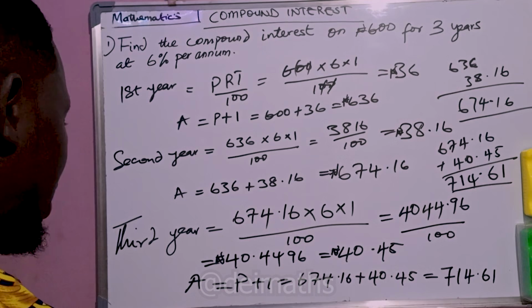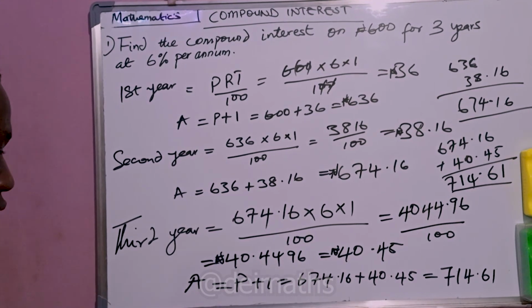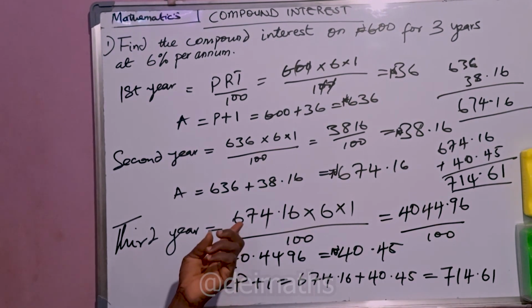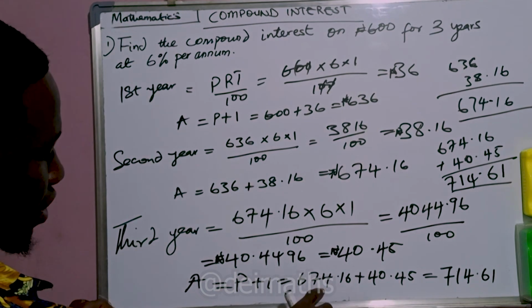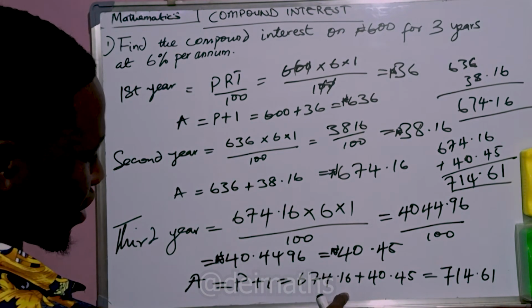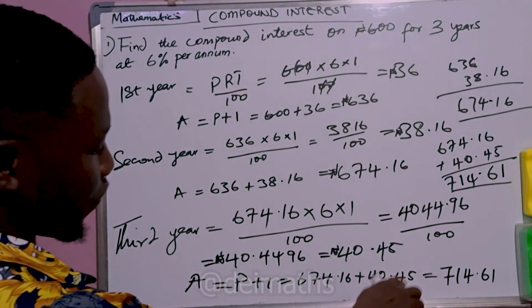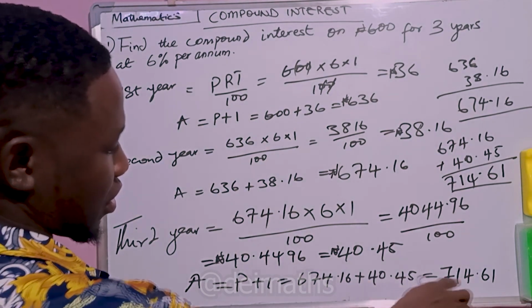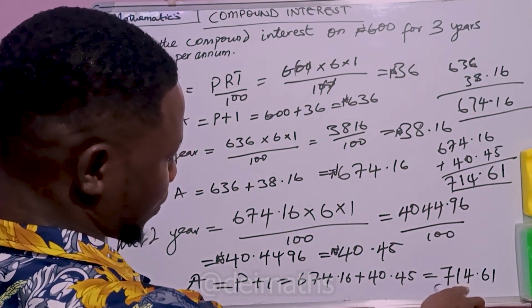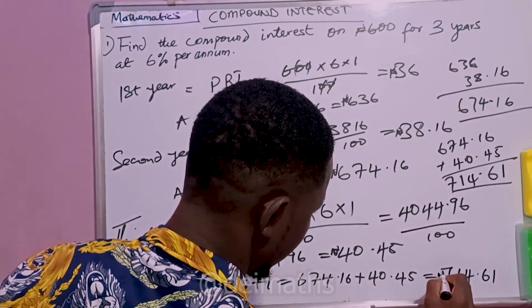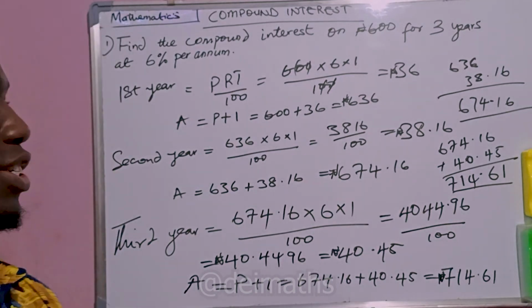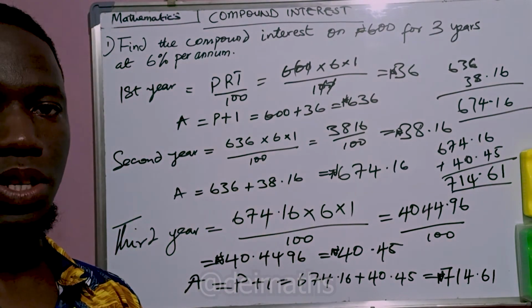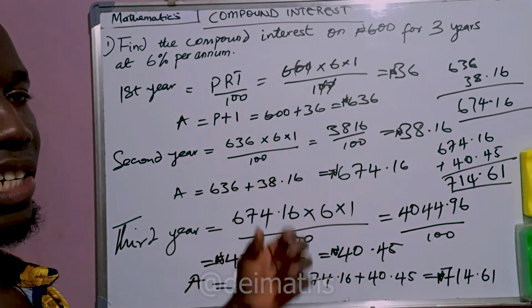We now know that our amount after the 3 years is the principal of the previous year plus the interest. That is 674.16 plus 40.45, which is the interest, and it will give us 714 naira 61 kobo. I took all this long process to explain to you how we achieve this.